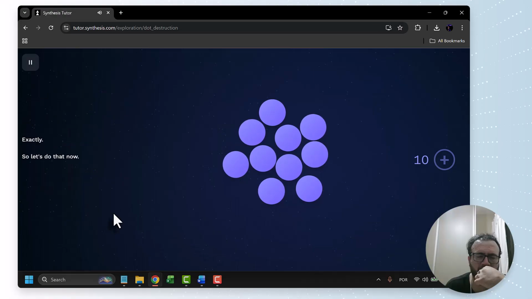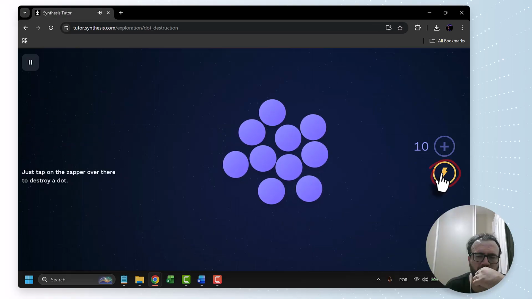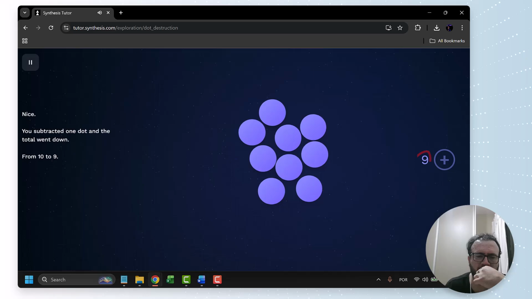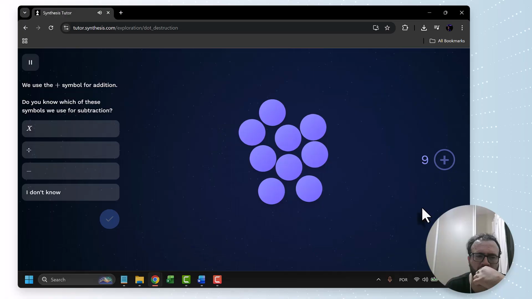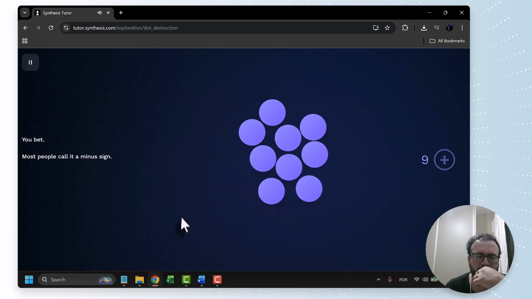How do you think we can subtract dots? Exactly. So let's do that now. Just tap on the zapper over there. Nice. You subtracted 1 dot and the total went down from 10 to 9. We use the plus symbol for addition. Do you know which of these symbols we use for subtraction? You bet. Most people call it a minus sign.